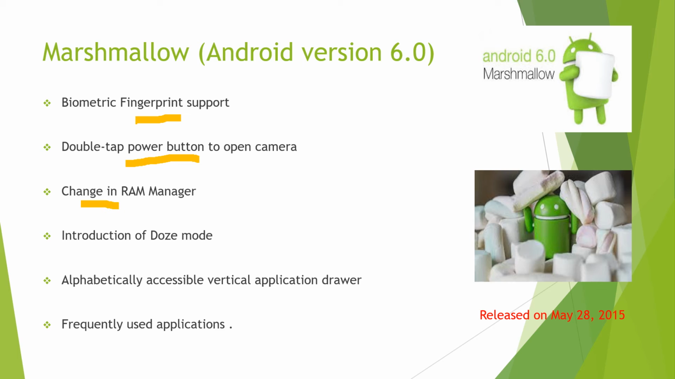Marshmallow also included changes in the RAM manager. In Lollipop, the total amount of RAM used and the RAM used by every application was shown in detail. Marshmallow has brought a change in the RAM manager where users can see which app is slowing the device and which application is using the minimum, average and maximum amount of RAM. Also, Doze mode was introduced in Marshmallow.